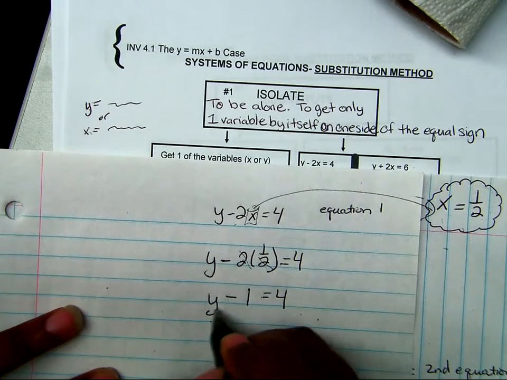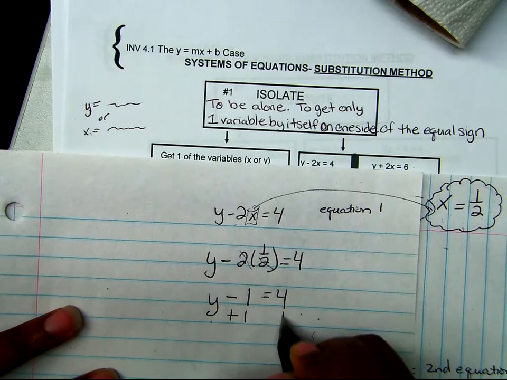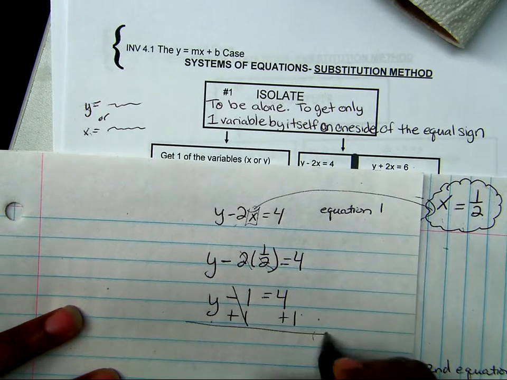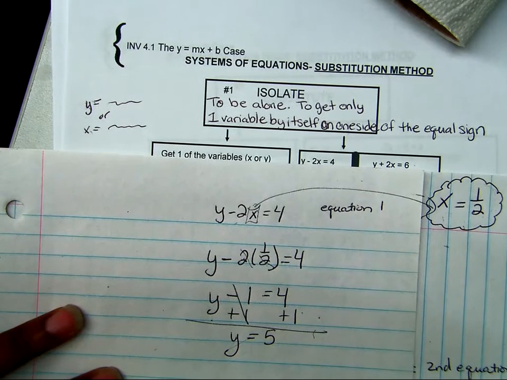All right, so I'm going to look at my constant. It's minus, so plus 1 on both sides. That cancels. I have y equals 5. Y equals 5. All right.